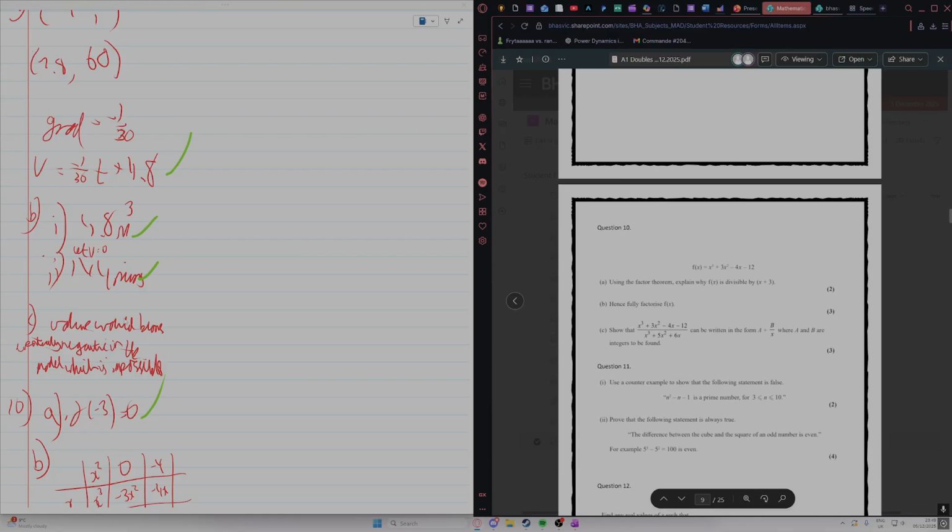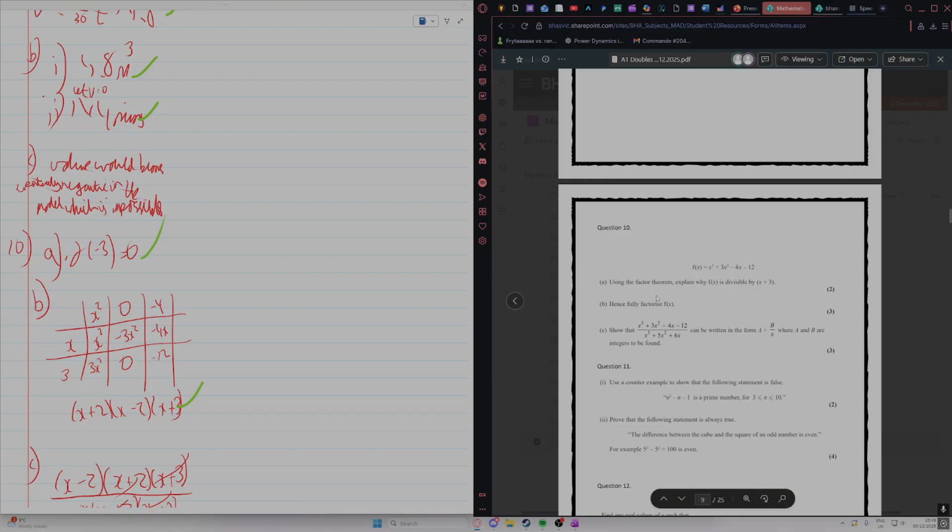Next we have some factor theorem. Explain why it's divisible by f. You should definitely show that you're substituting -3 in and not just write f of -3 equals 0. That's just me being lazy.